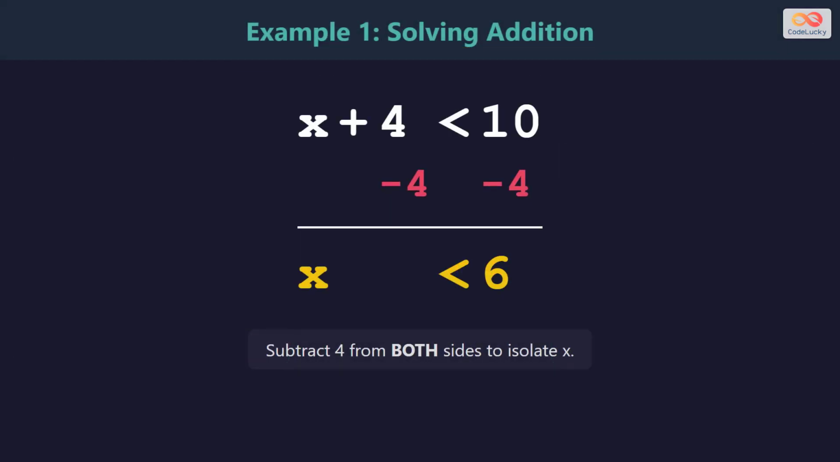Let's look at an example involving addition. We have x plus 4 is less than 10. To get x by itself, we need to remove the plus 4. The inverse of adding 4 is subtracting 4. So, we subtract 4 from both sides. 4 minus 4 is 0, leaving just x. 10 minus 4 is 6. Our solution is x is less than 6.